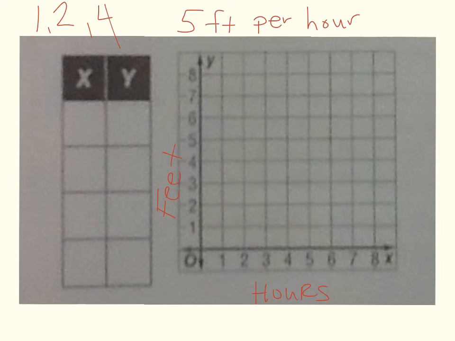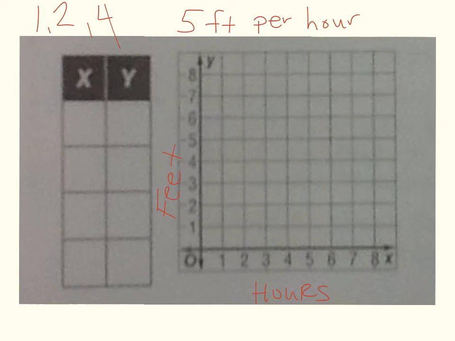Okay. Sorry, I got interrupted there. I hope this isn't too confusing. Step 1 is make the table of ordered pairs in which the x-coordinate represents the hours and y-coordinate represents the number of feet for 1, 2, and 4 hours. Your second direction is to graph the ordered pairs and describe the graph.